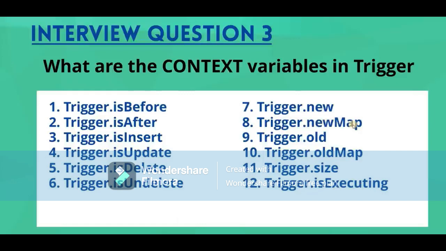Trigger.new is a list which will have the latest values that the user has provided. Trigger.newMap basically will have ID key, value pairs. Trigger.old will have the previous values from before the user provided the new values. Same with oldMap, which will have the same kind of data, but in a map structure, with key ID and value pairs.